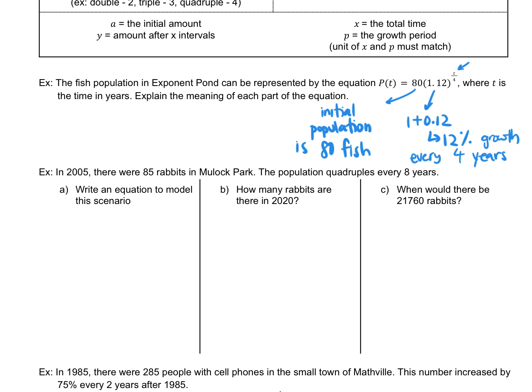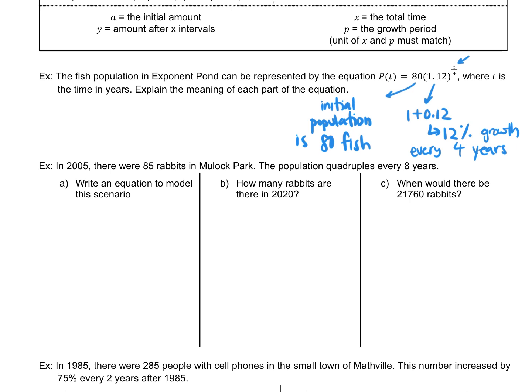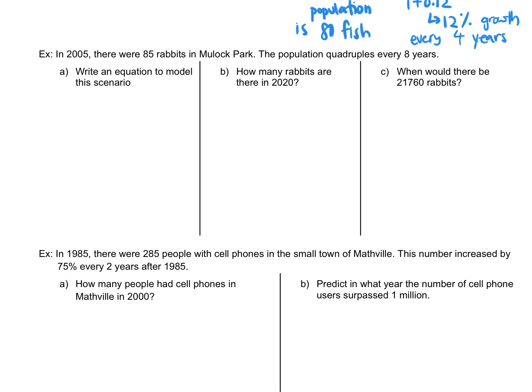Okay. Let's try one where I give you the information and you have to create an equation in return. In 2005, there were 85 rabbits in Mulock Park. The population quadruples every 8 years. Write an equation to model this scenario.